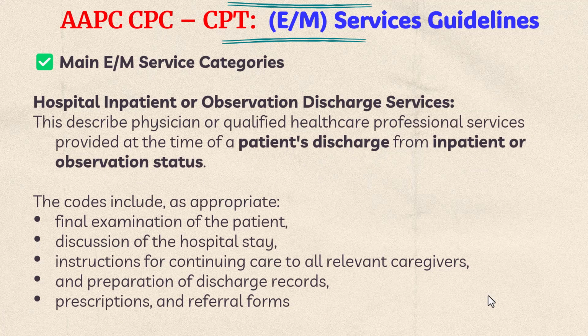The fourth category is hospital inpatient or observation discharge services. This describes physician or qualified healthcare professional services provided at the time of the patient's discharge from inpatient or observation status. The code includes, as appropriate, the final examination of the patient, discussion of the hospital stay, instruction for continuing care to all relevant caregivers, and preparation of discharge records, prescriptions, and referral forms.